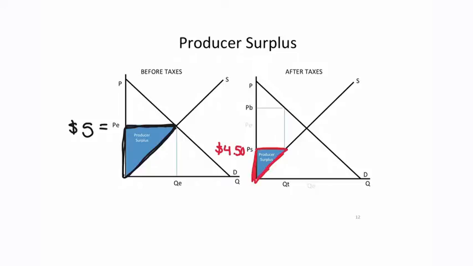So as you can see here, comparing this triangle of producer surplus after the tax with this triangle before the tax, we see that producer surplus also falls with the imposition of the tax. Okay? But there must be some benefits to having a tax, right? Because otherwise we wouldn't have taxes. Well, the benefit comes from the gain in government tax revenue.